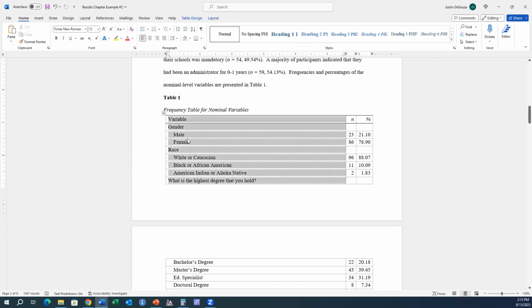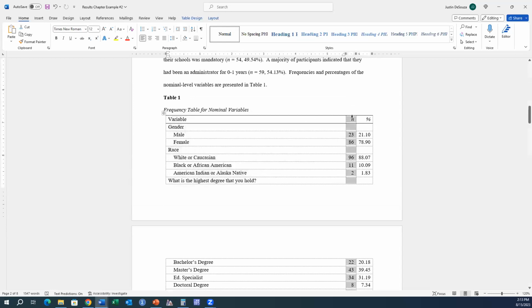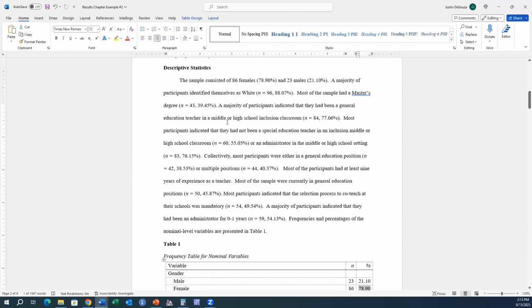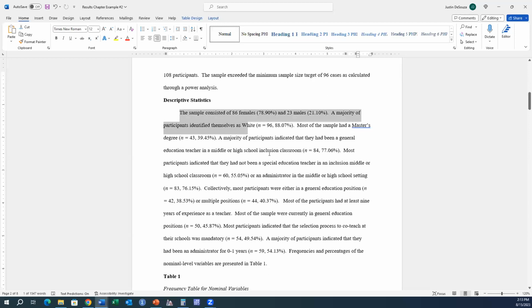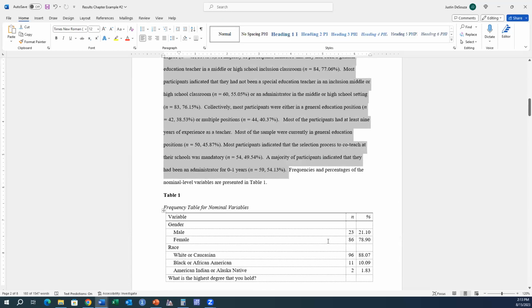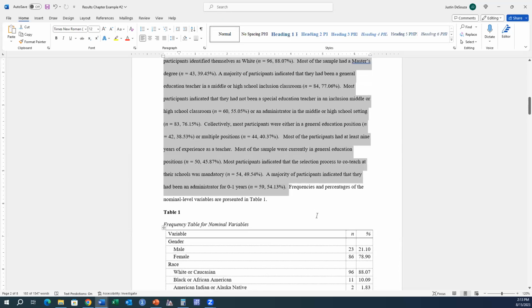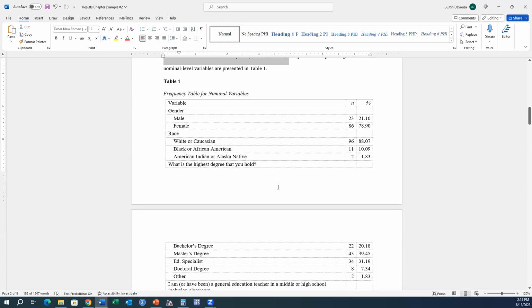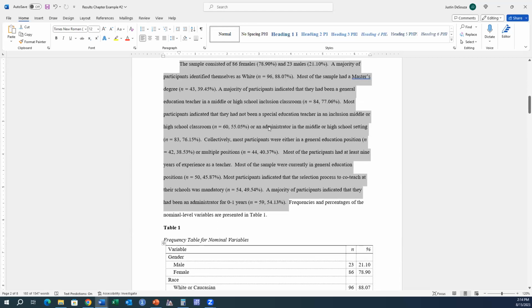We have the variable and the categories here, and then we have the frequency under this column, and we have the respective percentage. Okay, so you have 86 females. Those 86 females represent 78.9% of the sample. And then in the narrative preceding this, you want to summarize the trends of the demographics. Usually you talk about the most prevalent category, or if there's anything unexpected in the demographics. So if there's a statistic that you did not anticipate, you want to discuss that in this section here.